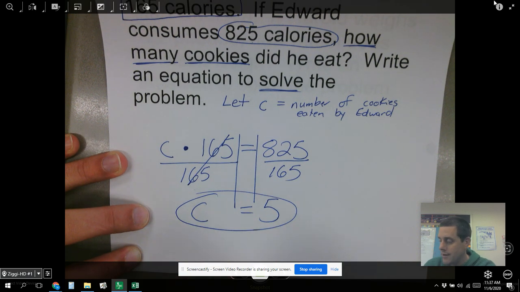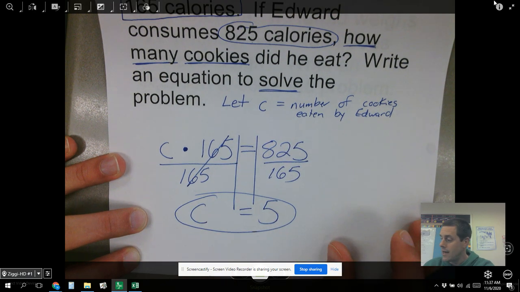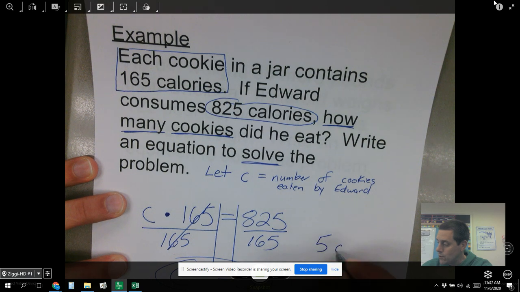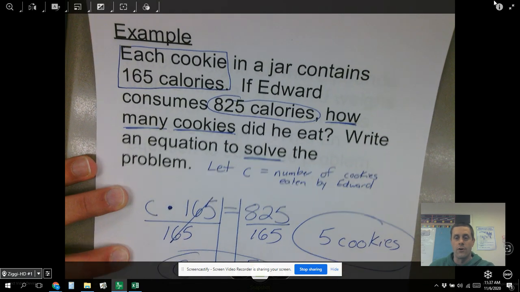So the solution is true when C equals 5. Remember, C is the number of cookies that Edward has eaten. So in order to consume 825, Edward would need to eat 5 total cookies.